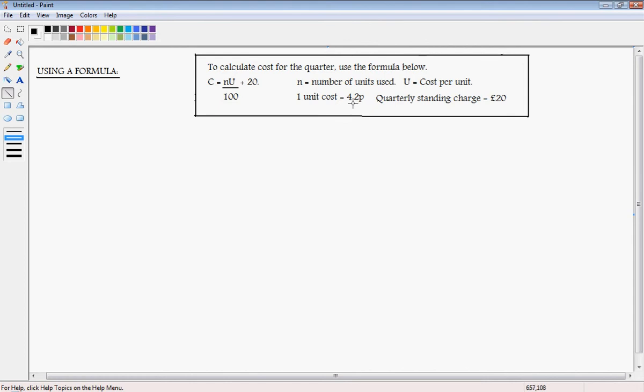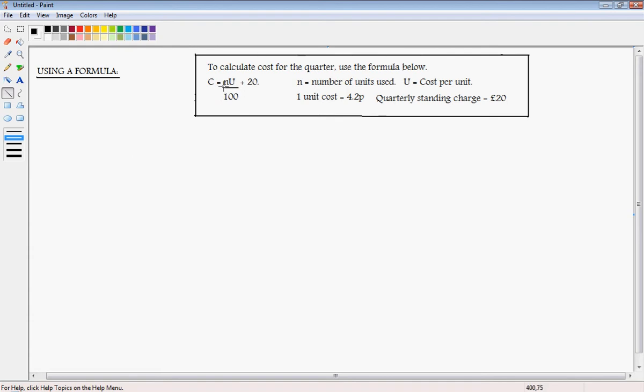One unit costs 4.2p, and there's a quarterly standing charge of £20. So first off, this quarterly standing charge, whether you use any units or not, you're going to pay £20 every quarter. So this is why it's plus 20. So the number of units used and the cost per unit.